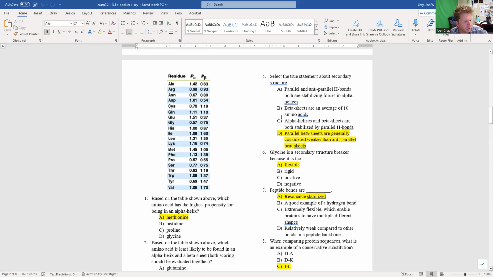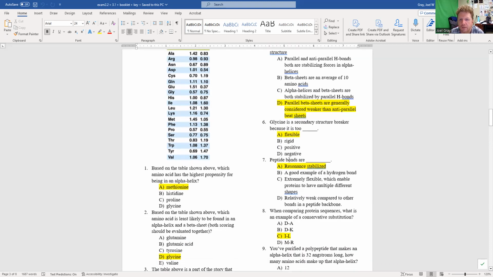Well, anytime we talk about parallel and anti-parallel hydrogen bonds, we're talking about beta sheets. And answer option D, parallel beta sheets are generally considered weaker than anti-parallel beta sheets. D is our correct answer. Number 6, glycine is a secondary structure breaker because it is A, too flexible. Rigid is what is the case for proline. So A is our correct answer.